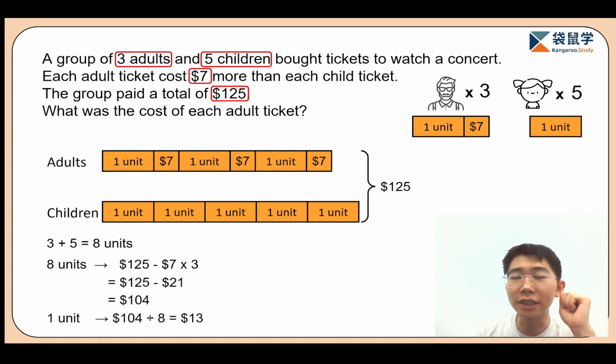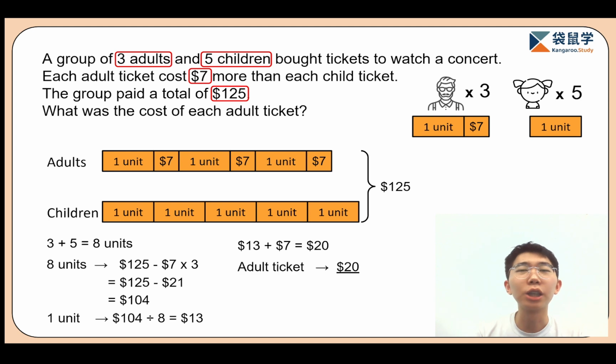Now, is that the final answer? No, because the cost for each adult ticket has 1 unit and an extra $7. So we need to add 7, which gives us $20. So each adult ticket will cost $20, and we found the answer.